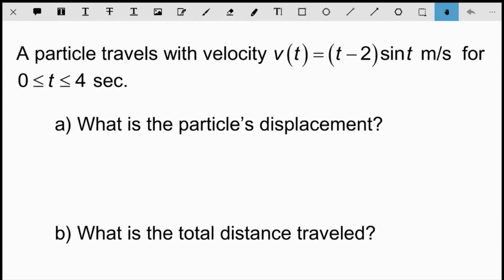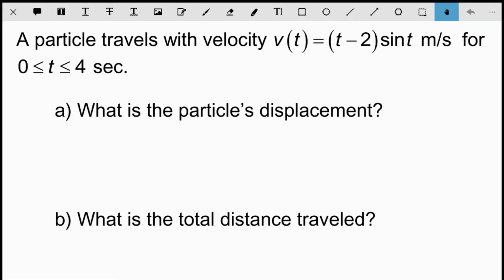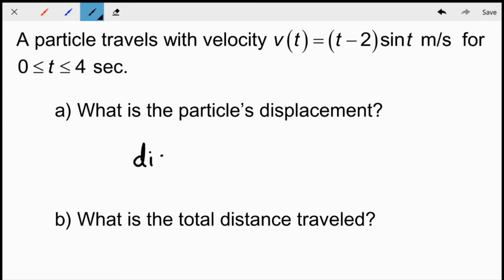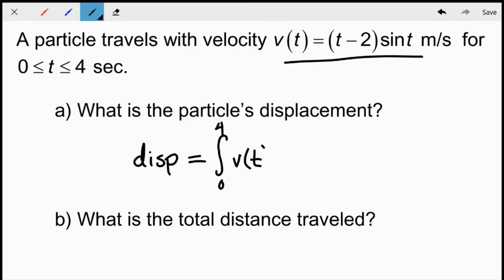Okay, so here's a really simple example just to get you used to this idea. It says a particle travels with velocity t minus 2 sine t meters per second for the time interval 0 to 4 seconds. So part A, it says, what's the particle's displacement? Well, if I want to find the displacement, remember, all I'm going to do is integrate the velocity function. And I told you this last time, I just want to reinforce this idea. Since the velocity function has been defined up here as v of t, I'm not going to rewrite this because this would be a calculator question at this point for us. So I'm just going to write v of t dt is what I'm integrating.